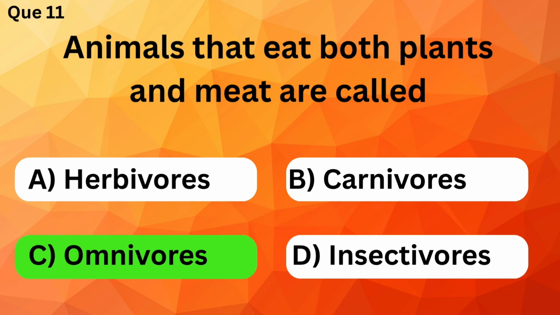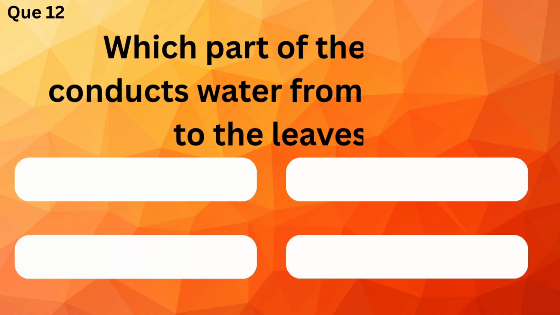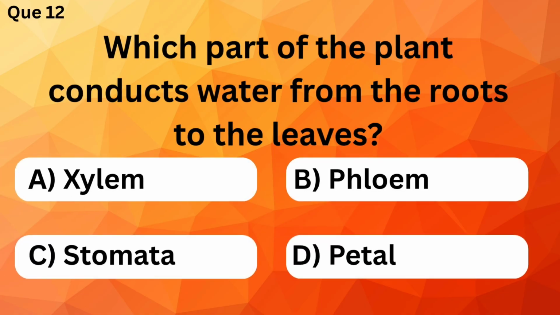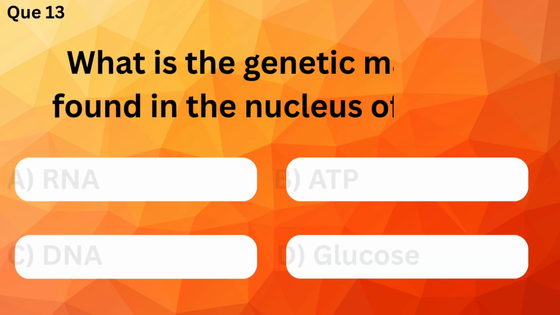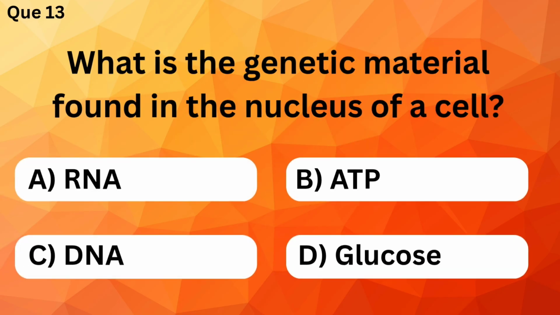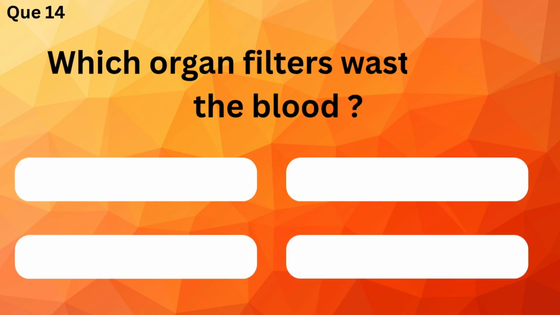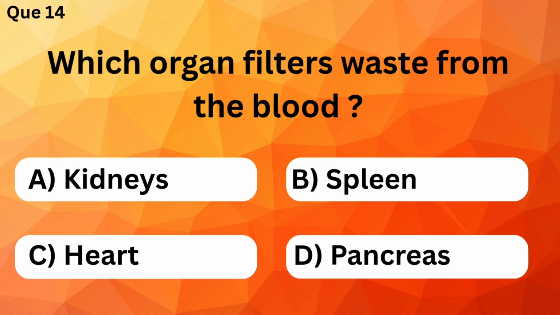C. Omnivores. Which part of the plant conducts water from the roots to the leaves? A. Xylem. What is the genetic material found in the nucleus of a cell? C. DNA. Which organ filters waste from the blood?